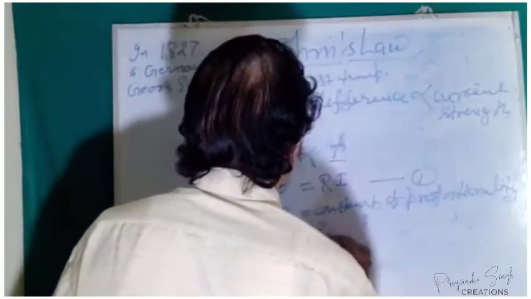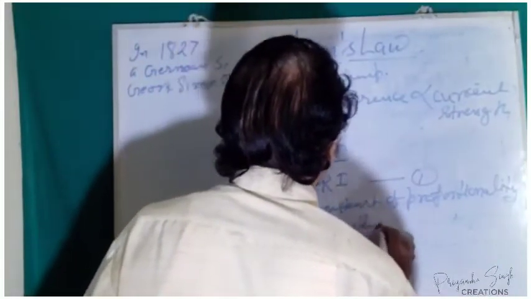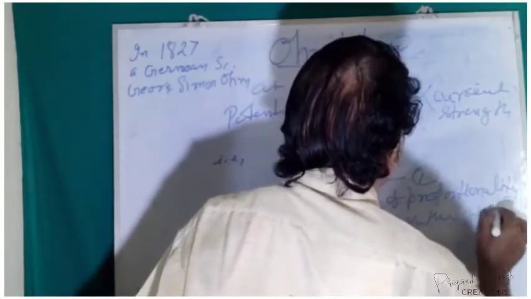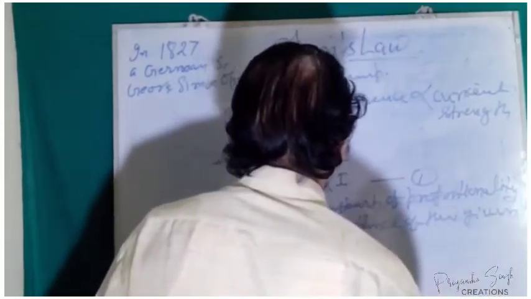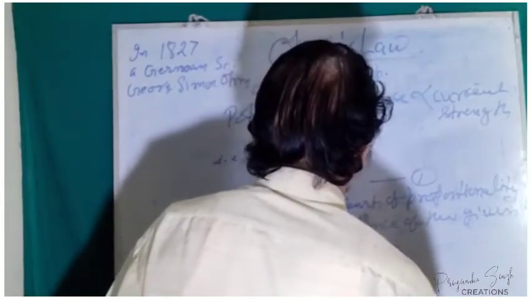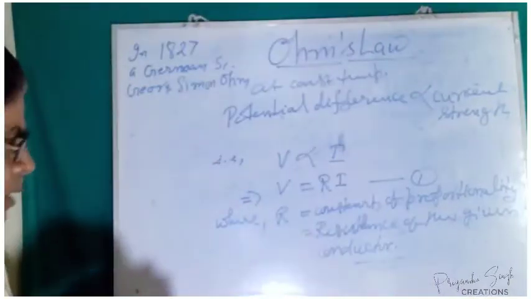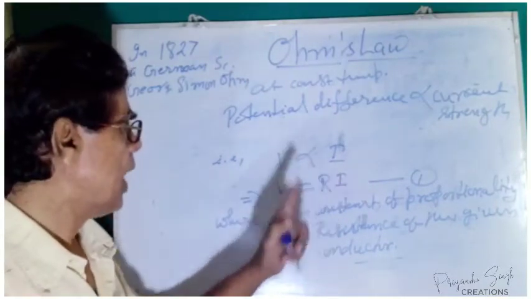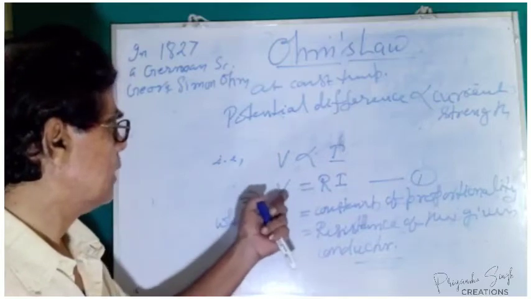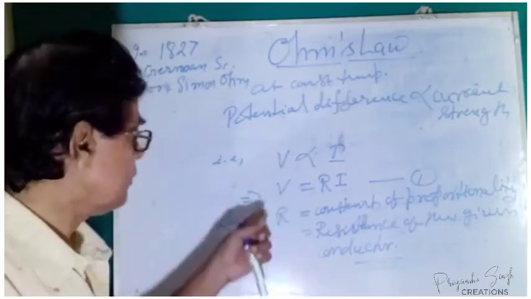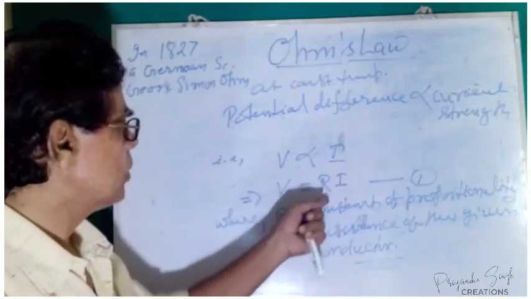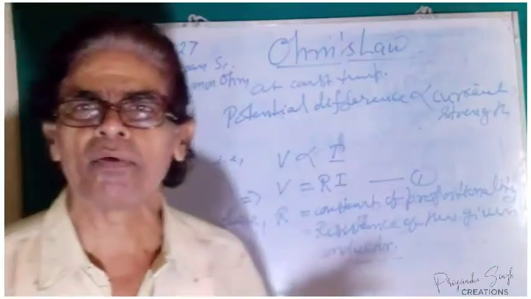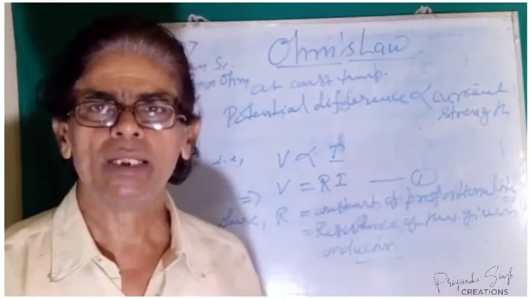known as the resistance of the given conductor. So V equals R into I, or you may say that V equals IR, where R is the constant of proportionality and it is one of the characteristic features of a conducting material, that is resistance.